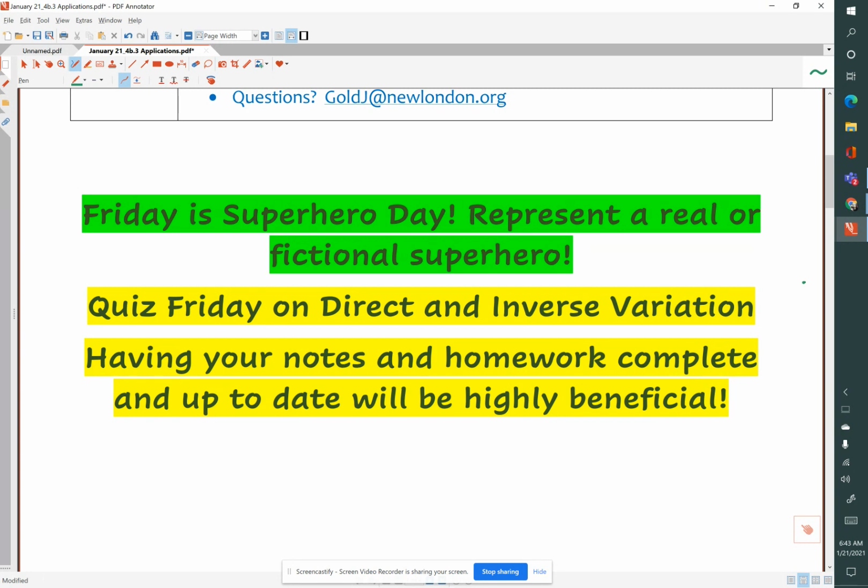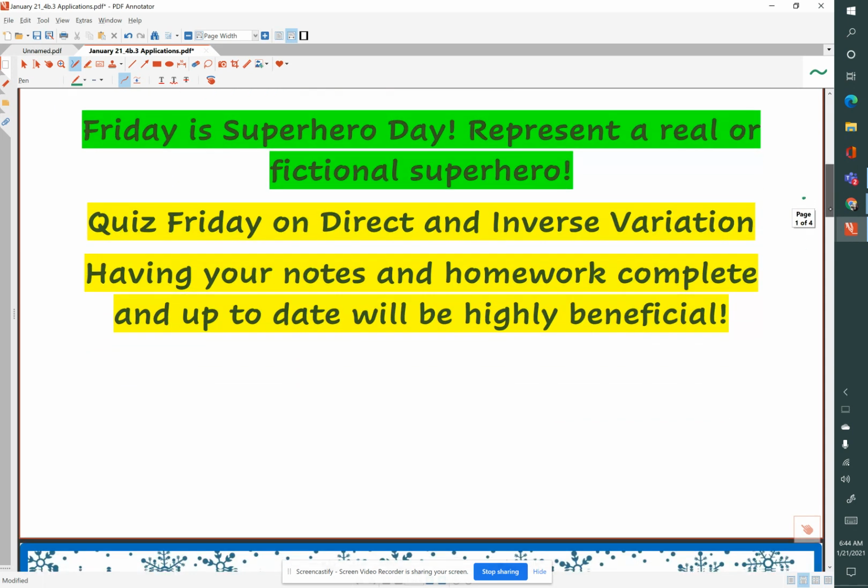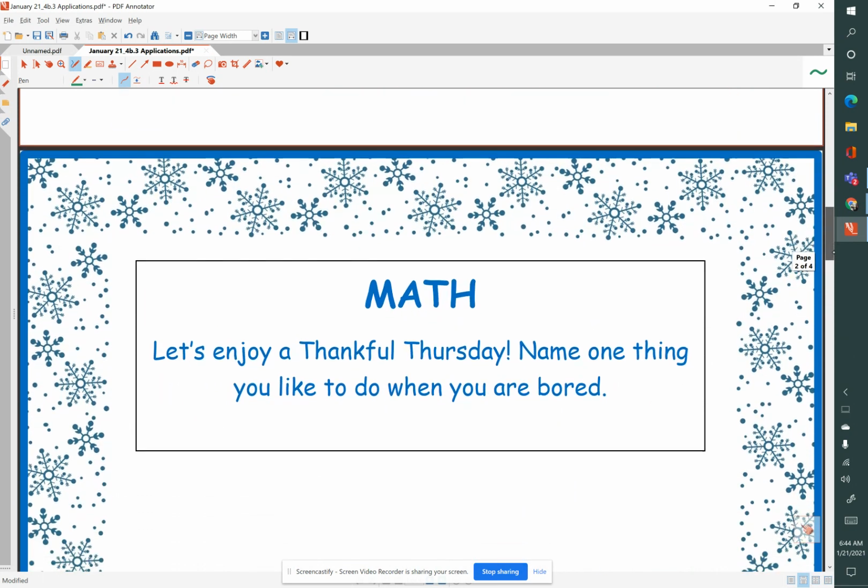Friday, we have a short quiz on direct and inverse variation. I'm going to give you a little hint. Direct, inverse, or neither. Think about that. We've done some exercises like that, and that's how our quiz will look. Remember, doing your notes and your homework in real time as it's assigned is always helpful and beneficial to you. You don't want to wait until the last minute to turn everything in.